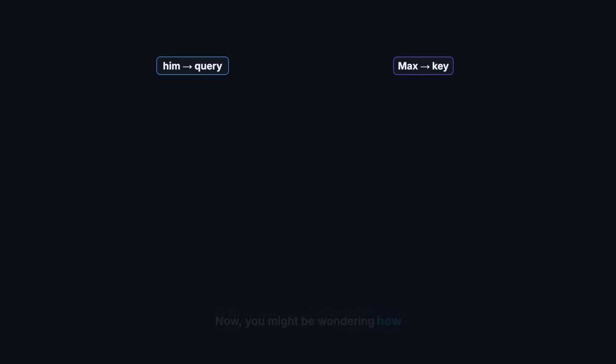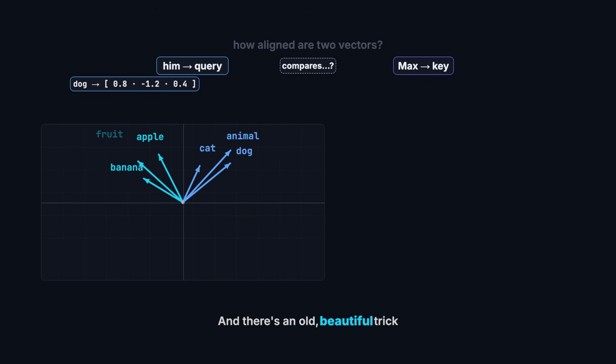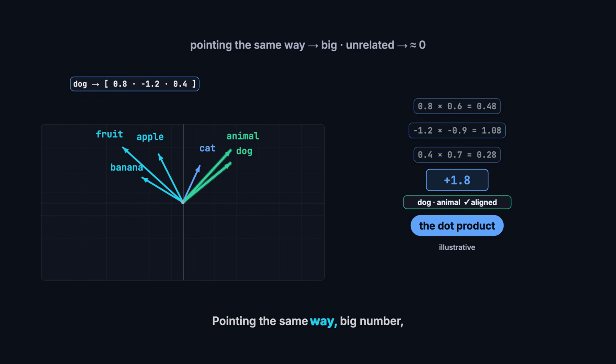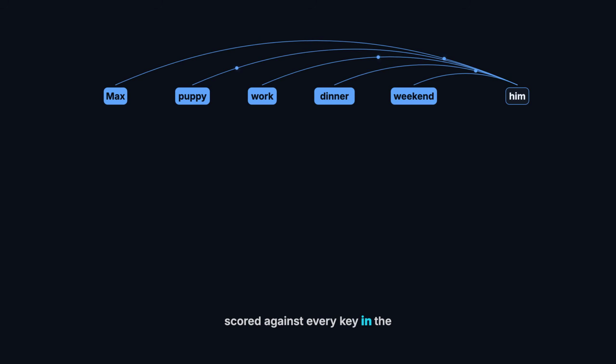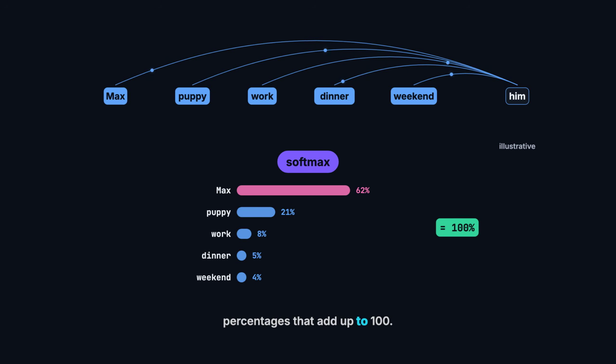Now, you might be wondering how a word compares its query against a key. Fair, they're just lists of numbers, vectors, and there's an old, beautiful trick for scoring how aligned two vectors are. Multiply them position by position, add it all up. One number, the dot product. Pointing the same way, big number. Unrelated, near zero. So the query from him gets scored against every key in the window. Every earlier word gets a number. Then one cleanup step, called softmax, squashes those raw scores into clean percentages that add up to 100.